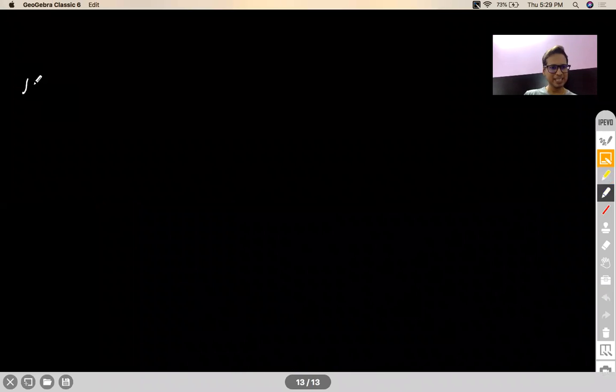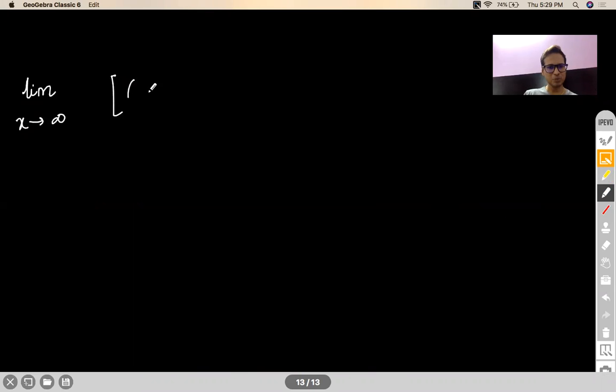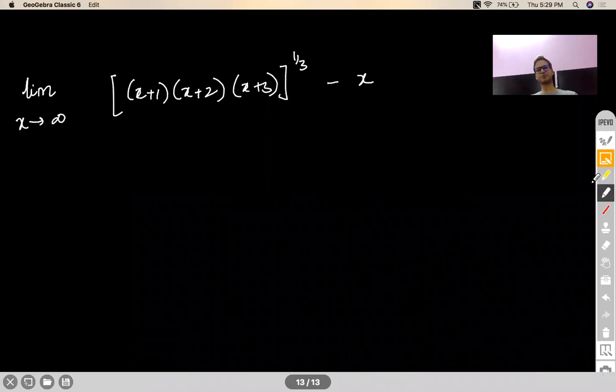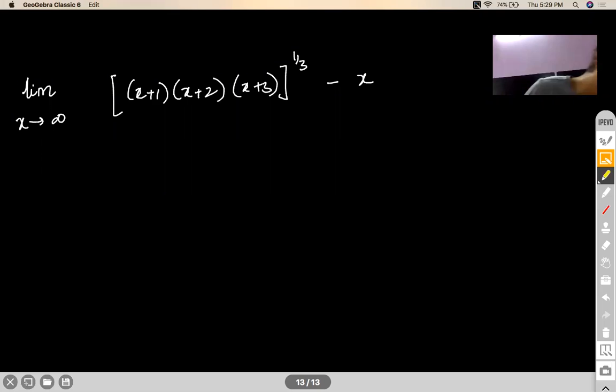Let's do this one. Limit x tending to infinity, x plus 1, x plus 2, x plus 3 whole to the power 1/3 minus x. So if you see this, it is actually infinity minus infinity. Okay. Don't write 0 for it, please. Two infinities are not the same, my dear.